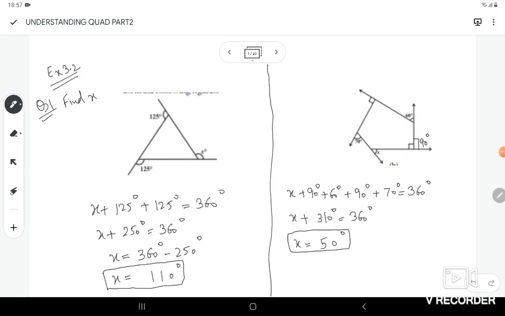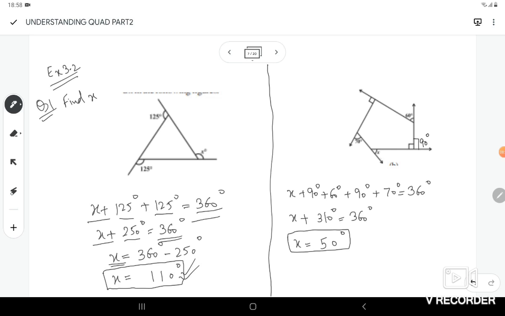Now moving on to the question of exercise 3.2. Here we have to find the value of x in the figure. We can see from the figure that we are going to use the property of the sum of the exterior angles of a polygon, which is 360 degree. So x plus 125 degree plus 125 degree equal to 360 degree, and x plus 250 degree comes out to be equal to 360 degree, and finally the value of x comes out to be equal to 110 degree.